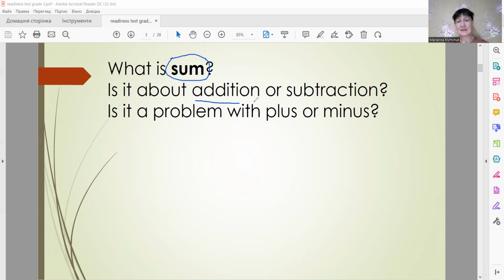And again, here we have two words, addition, subtraction. So in grade 3, you should be able to distinguish these words. So one more time, sum is plus, we do plus. When you read the word sum, we do plus. Addition, again, it's plus. Addition, plus. Subtraction, minus. How do we read this word? Subtraction, minus. Okay. This we also reviewed.